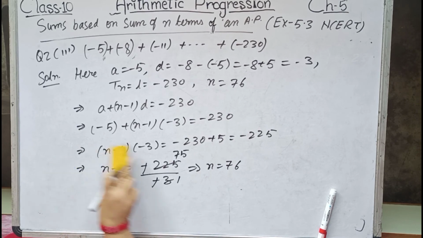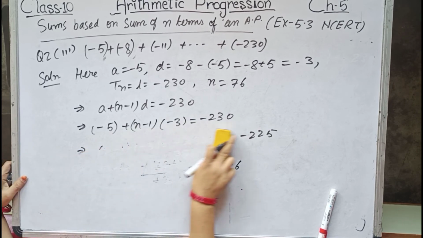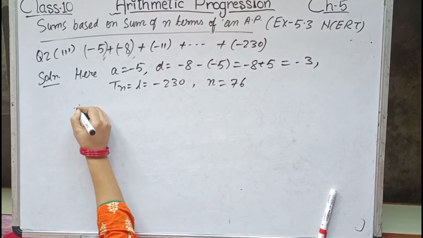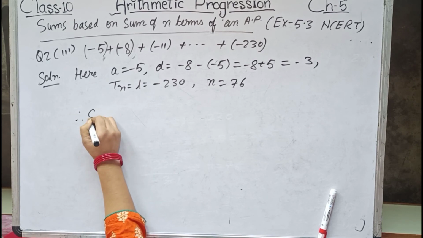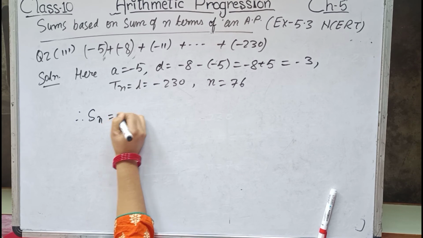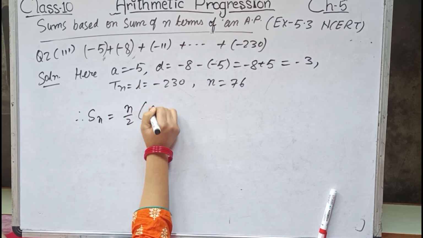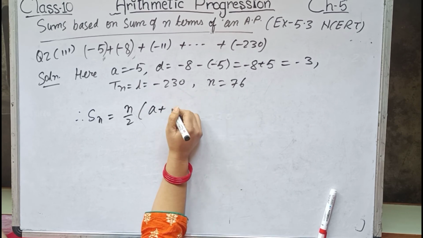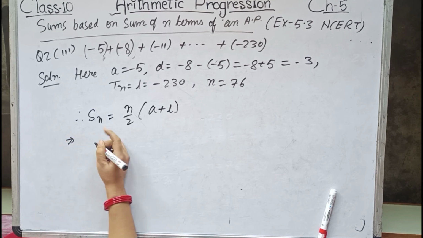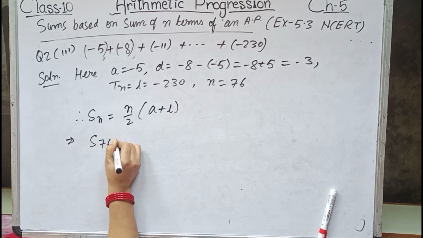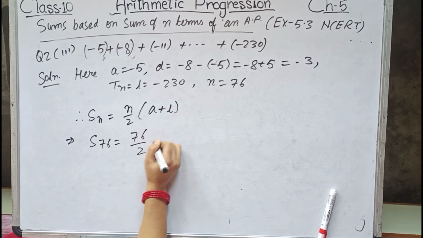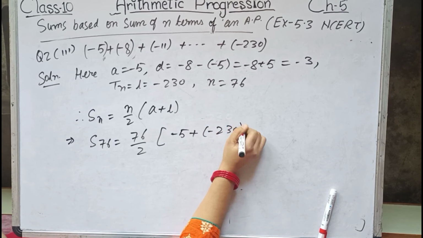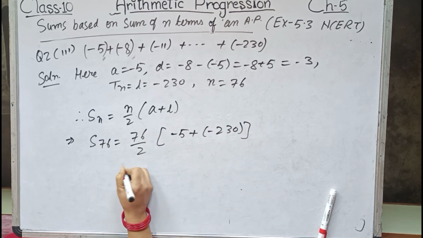Therefore, I am rubbing this part. I have calculated the N value. N equals 76. Therefore, Sn equals N by 2. You can utilize first term plus last term or 2A plus N minus 1 into D, because both information we have in this question. This implies over here N is 76. So S76 equals 76 by 2, and first term is -5 and last term is minus of 230. I repeat, you can use that formula also in which A and D was involved.